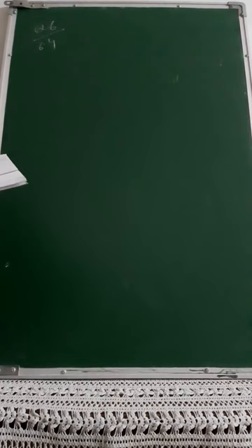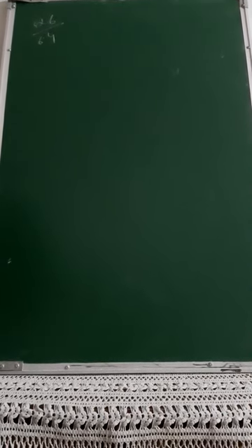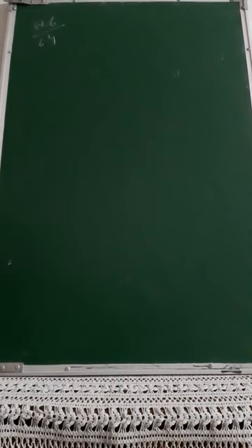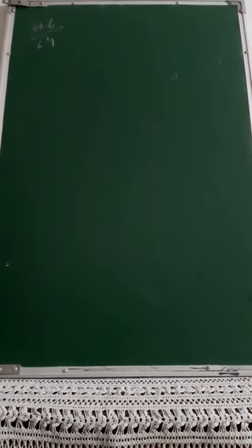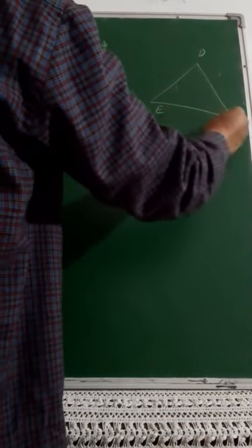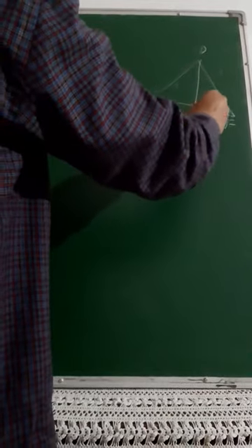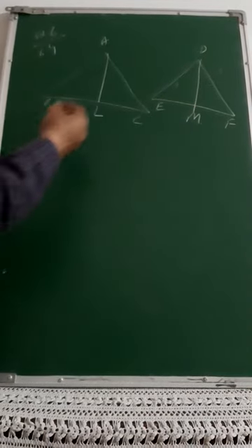Question 6 of 6.4 is, prove that the ratio of the area of two similar triangles is equal to the square of the ratio of their corresponding medians. Okay, this is ABC. Suppose this is DEF. If AL is the median here and DM is the median here, so these two triangles are given similar.